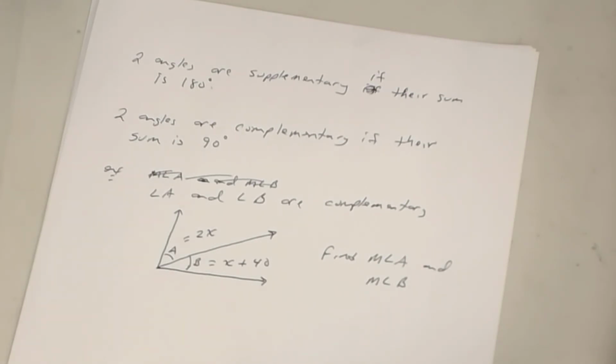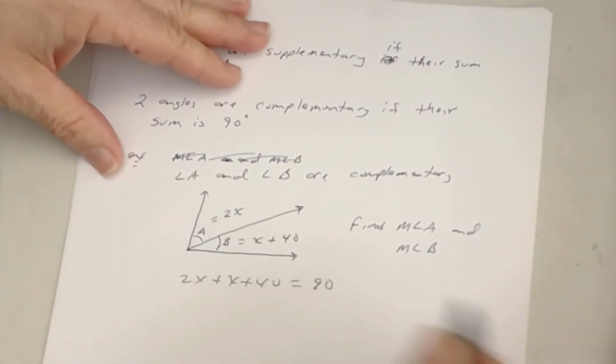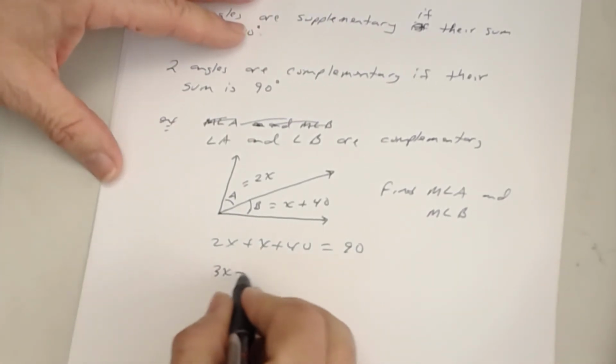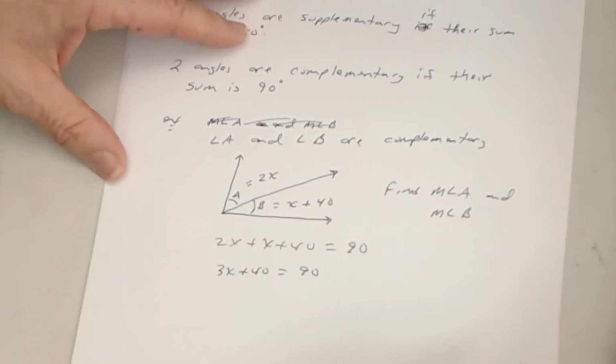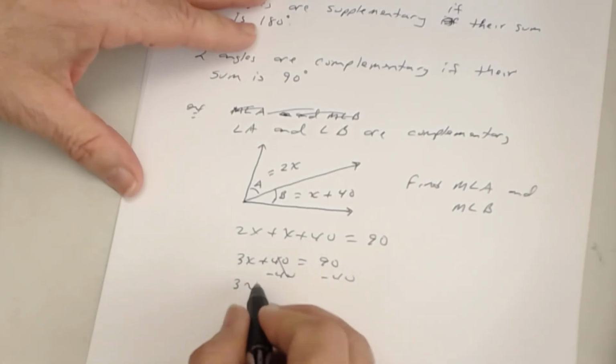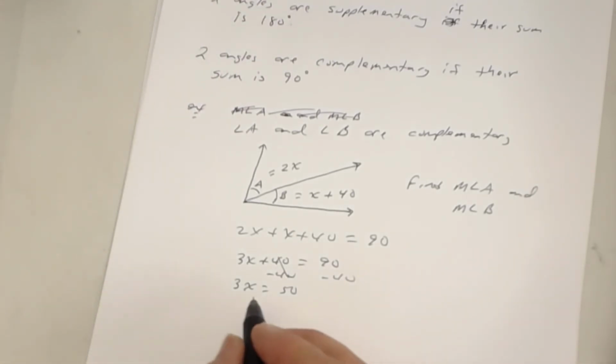All right, so I got to set up an equation. 2x plus x plus 40. I know that when I add up those two angles, the measure of angle A is represented as 2x, and the measure of angle B is represented as x plus 40. So my equation is going to be 2x plus x plus 40 has to equal what? 90. Combine like terms, I get 3x plus 40 equals 90. Subtract 40 from both sides. It's not going to come out real nice, but that's okay. 3x equals 50. Divide both sides by 3.